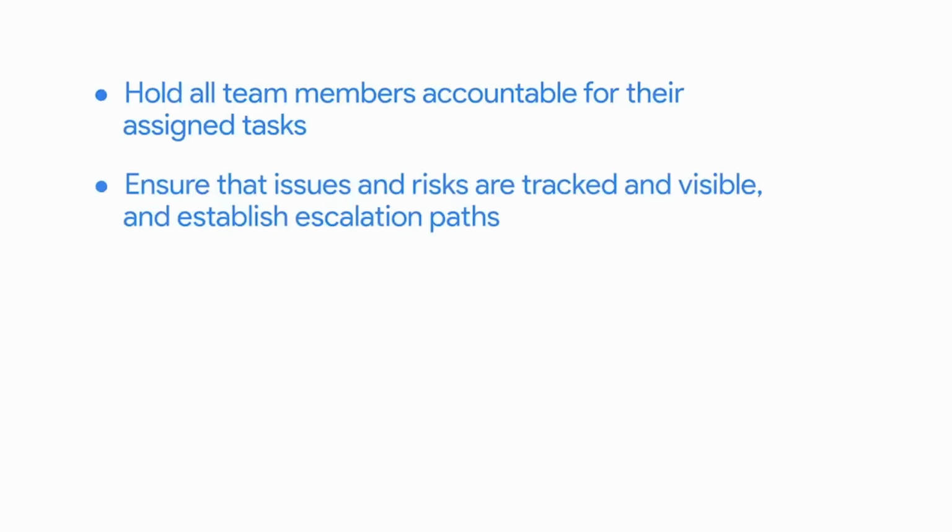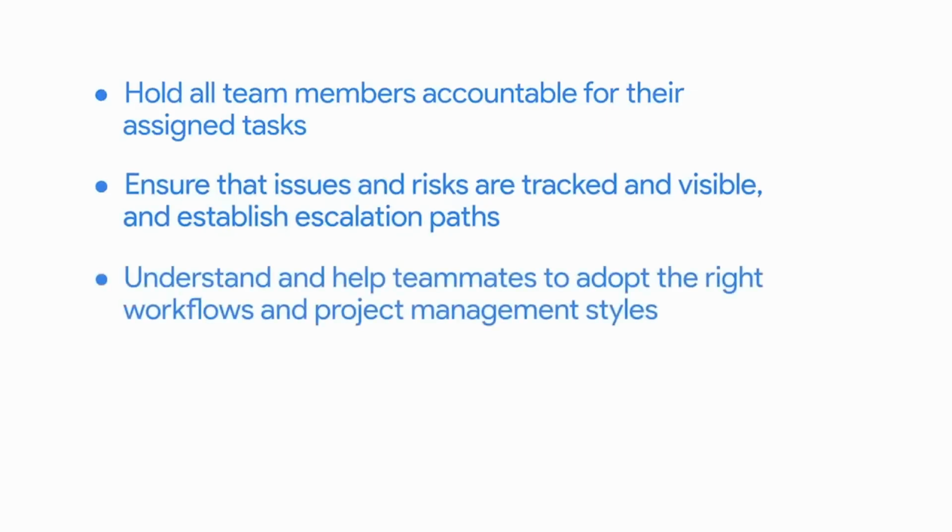Now, by escalation paths, I mean that you should know how you'll communicate risks to the right people at the right time. Third, you'll need to understand and help teammates adopt the right workflows and project management styles. As the project manager, you'll likely have the best idea of which style is best for the work. It's your job to ensure that the team adheres to that style and the other systems in place.